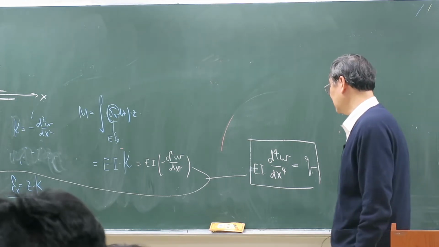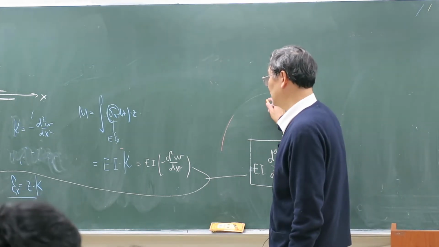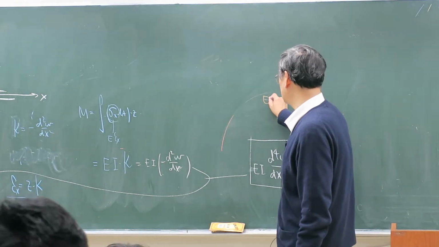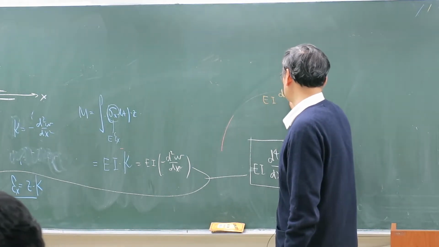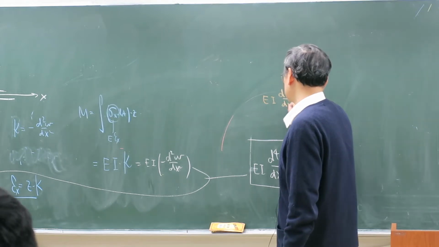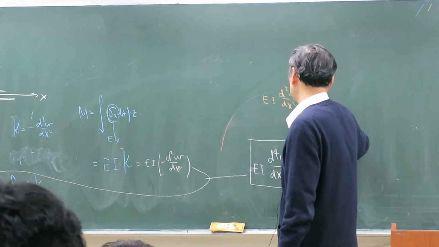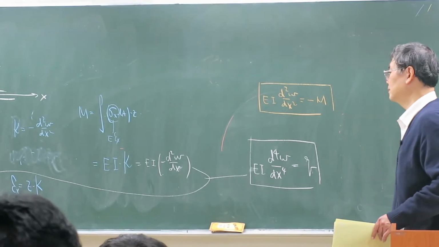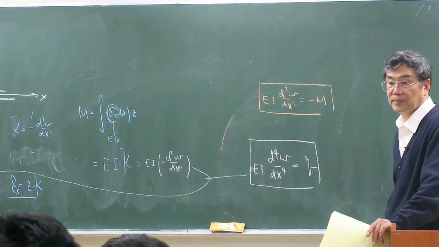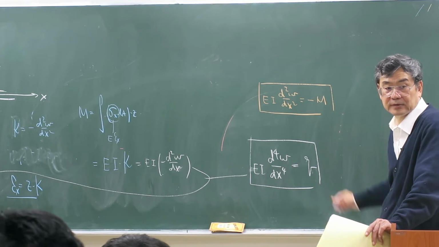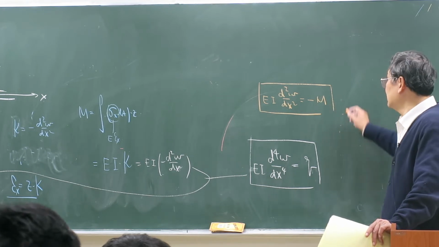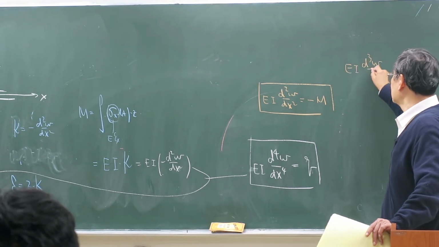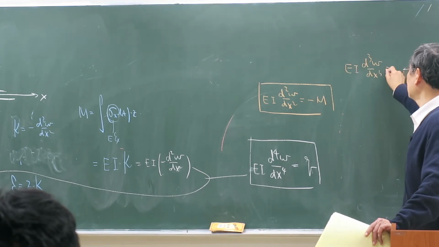Or you can have EI d squared W dx squared equal to minus M. Minus M, all right. And EI, the cubic derivative, equal to minus V.